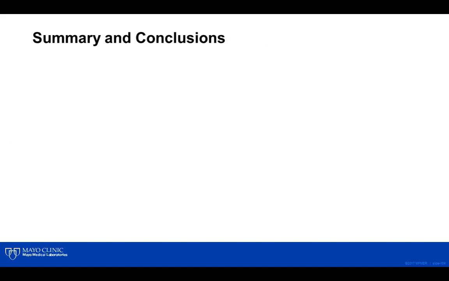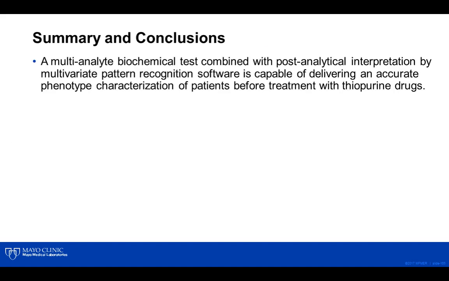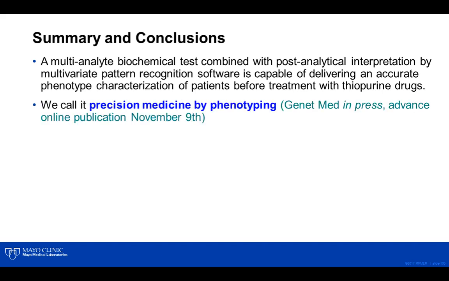To summarize this presentation, a multi-analyte biochemical test combined with post-analytical interpretation by multivariate pattern recognition software is capable of delivering an accurate phenotype characterization of patients before treatment with thiopurine drugs. We do call it precision medicine by phenotype. If interested, again, please see our paper in press in Genetics in Medicine. As I mentioned earlier, the advanced online publication is scheduled for November 9th.